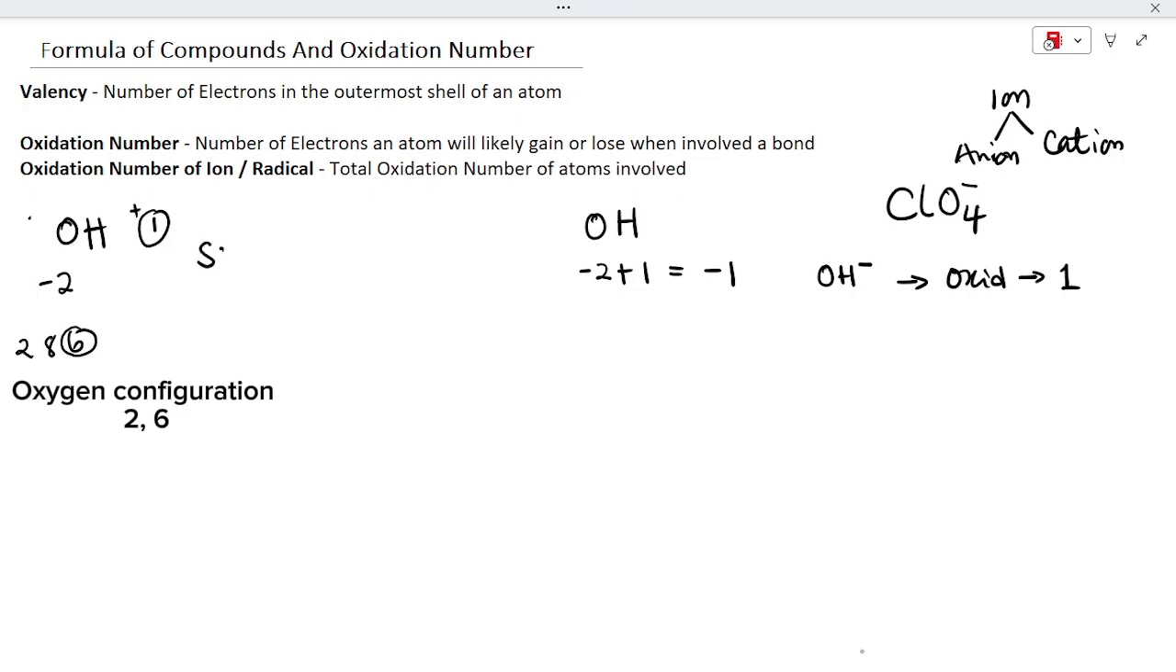We have the sulfate ion or tetraoxosulfate ion. What is going to be its oxidation number? Now, once again, in this case, you are having sulfur and oxygen. Oh, sorry, please go back. Oxygen is 2,6, not 2,8,6. Sorry about that. Sulfur is 2,8,6, its configuration, and oxygen is 2,6.